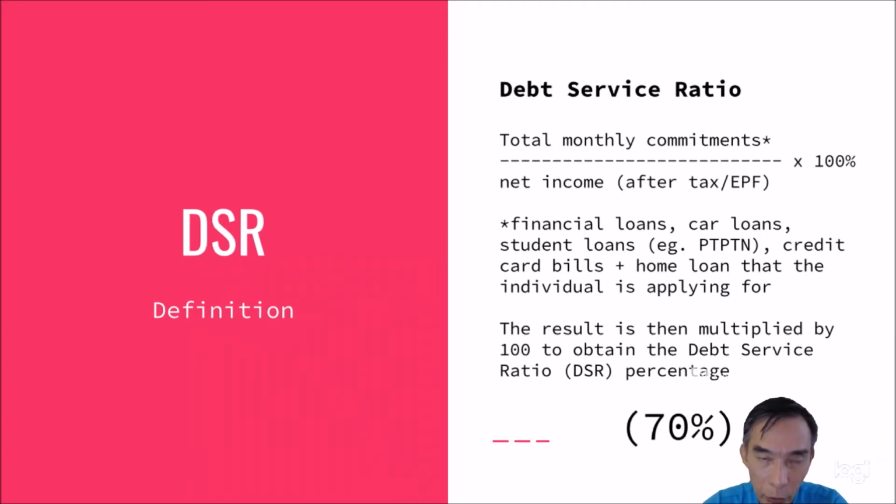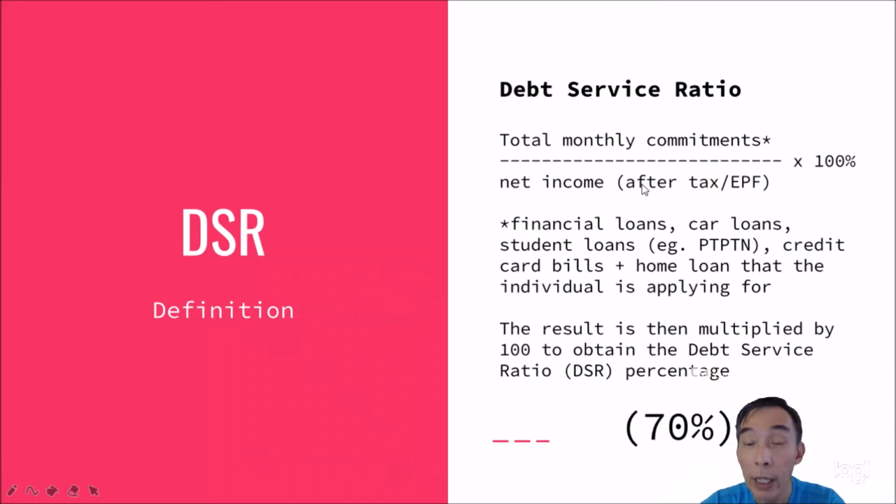DSR is another term that they use for real estate loan related things, the debt service ratio. It is actually the total monthly commitment over the net income. What it means is that if you are committed to make payment for your housing loan, your car loan, whatever loan outgoing, the whole total loan commitment over your net income. Now net income here means what?